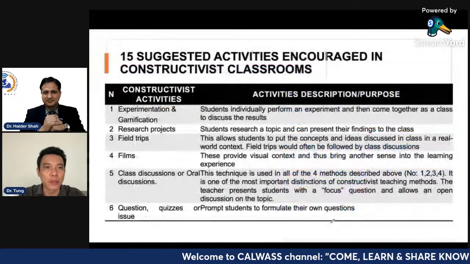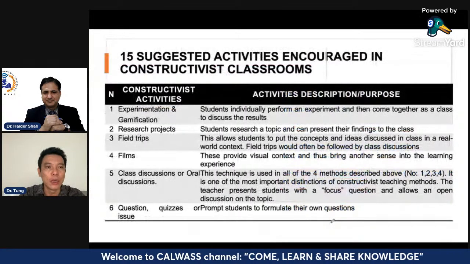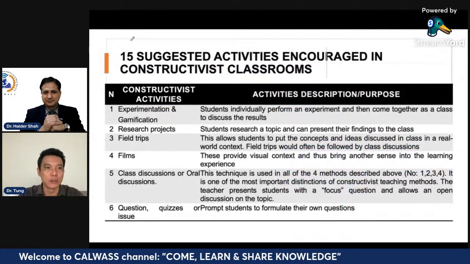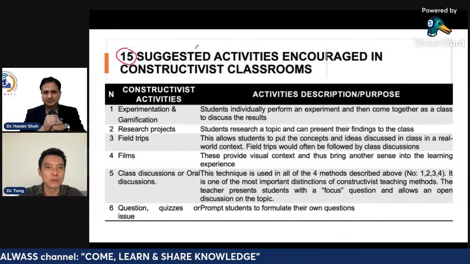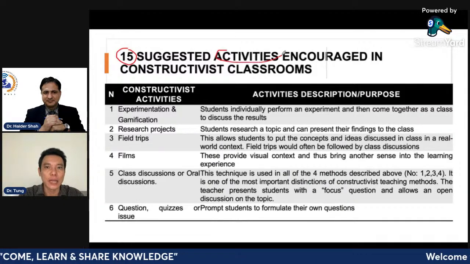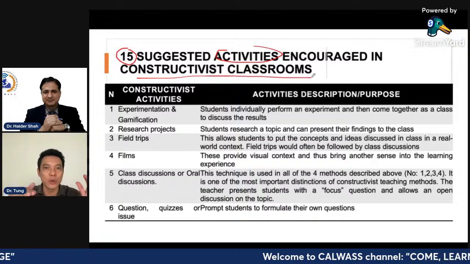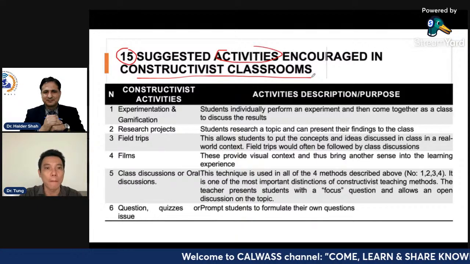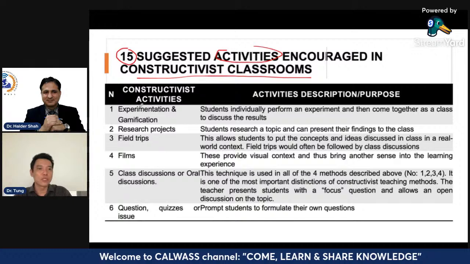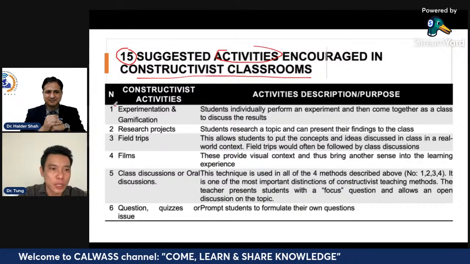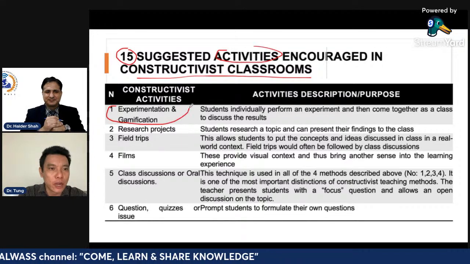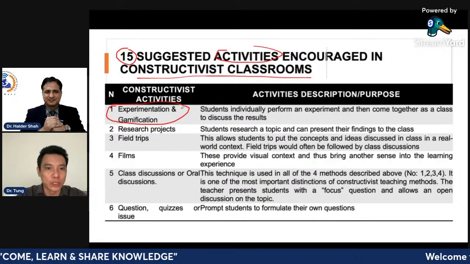And here are the main things. I would like to suggest 15 activities. Here are the 15 activities that encourage a constructivist classroom. You can use one of them or you can use many of them. The first one is very interesting: gamification and experimentation.